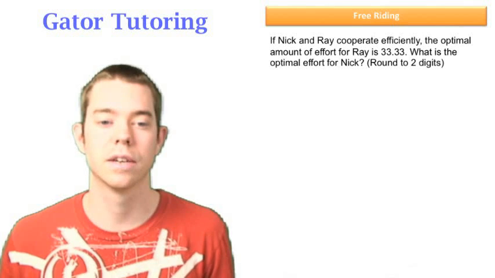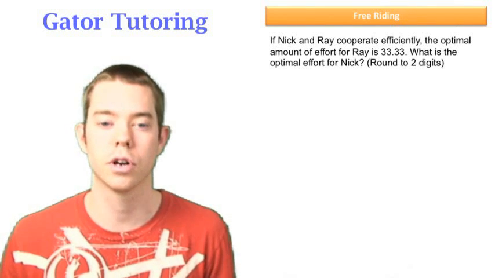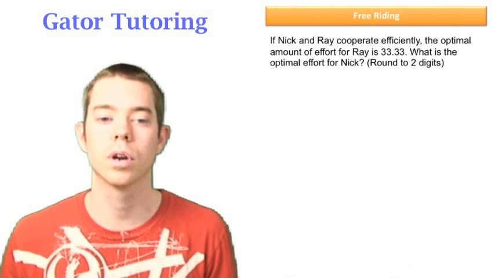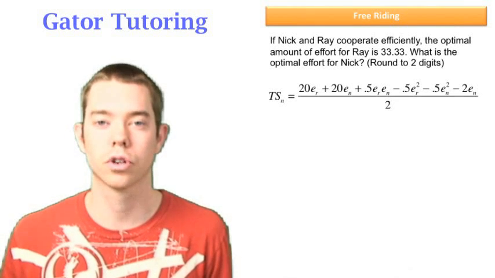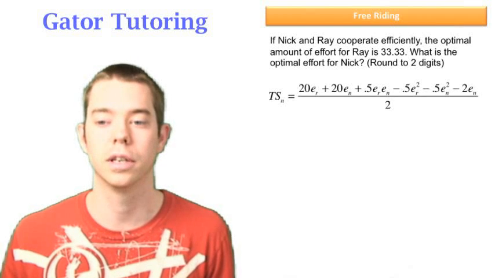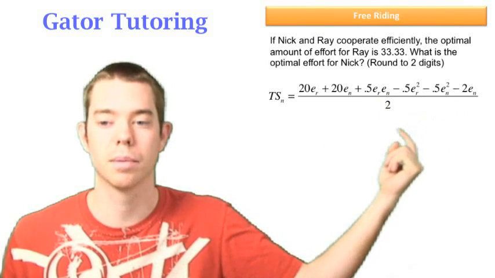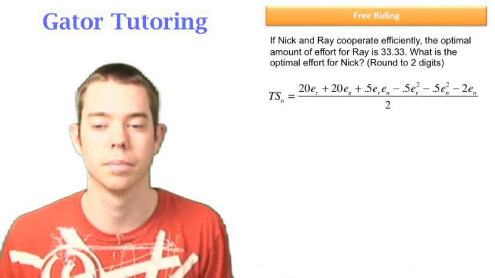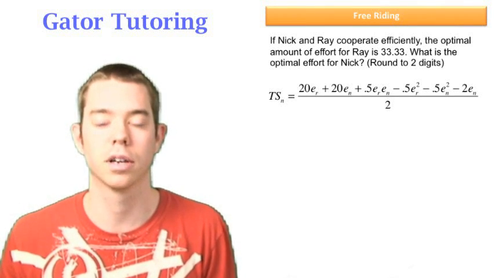The last question says, if Nick and Ray cooperate efficiently, the optimal amount of effort for Ray is 33.33. What is the optimal effort for Nick? So now we need to go back and write Nick's total surplus if they were cooperating efficiently. So everything, value and his cost, are now going to be divided by 2 when they're cooperating efficiently. And we're going to find again Nick's reaction function and just plug in what we know for ER.